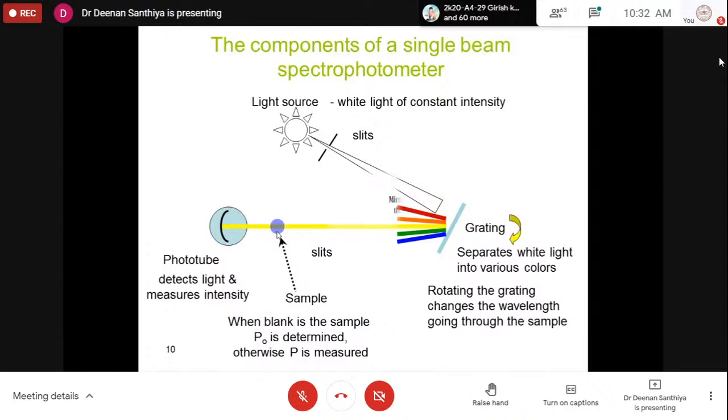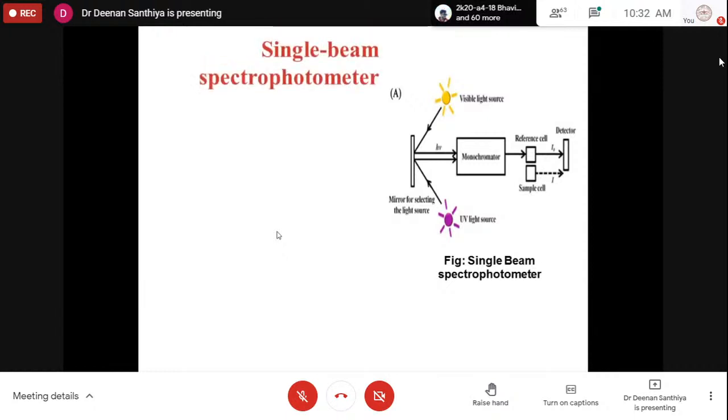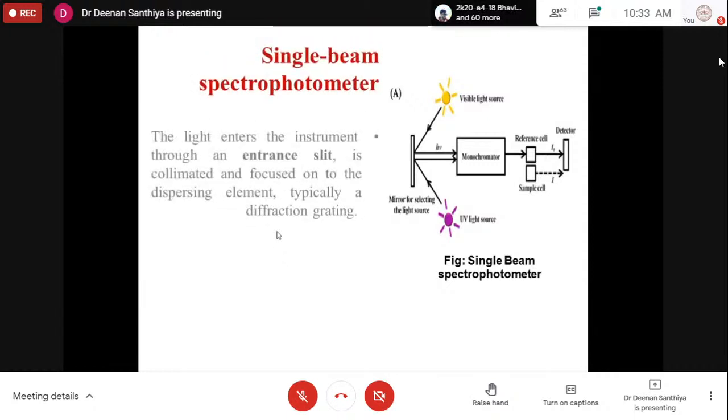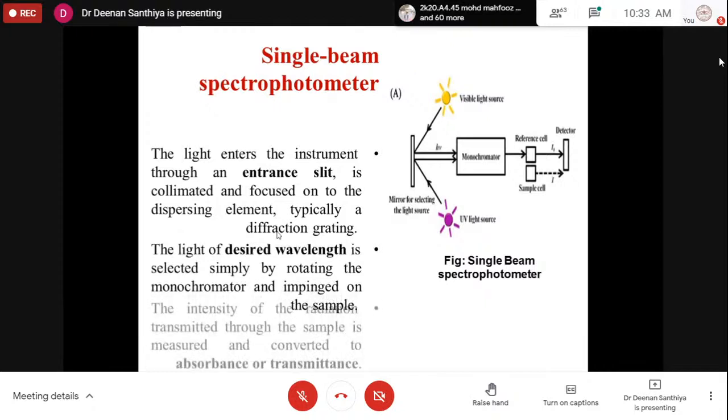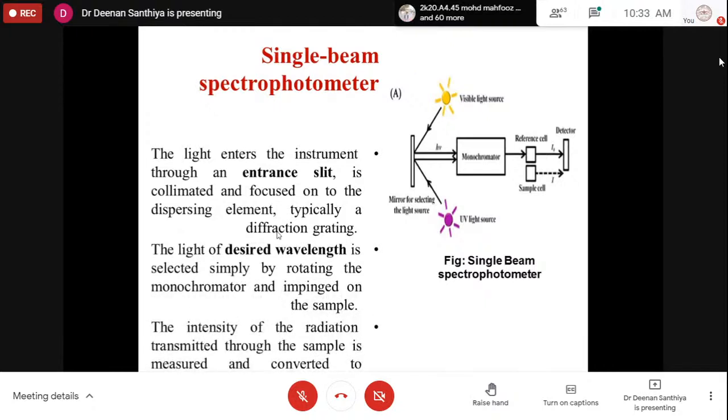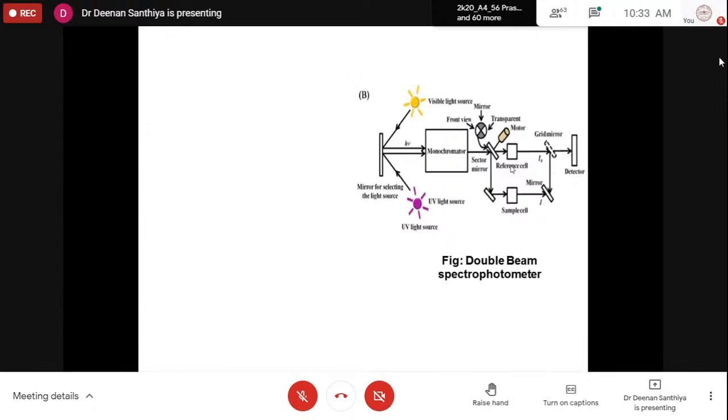On the other hand, if you see here, you can see the arrangement properly. Here, the reference cell and the sample cell. Every time you have to replace. So this is a single beam. In the case of the double beam.